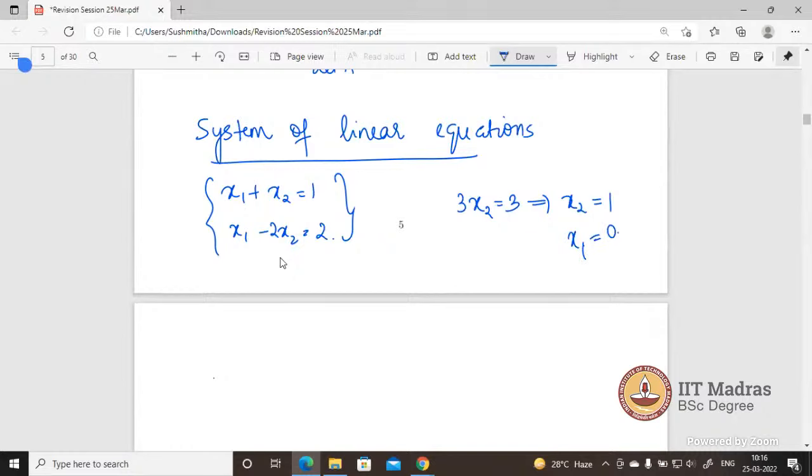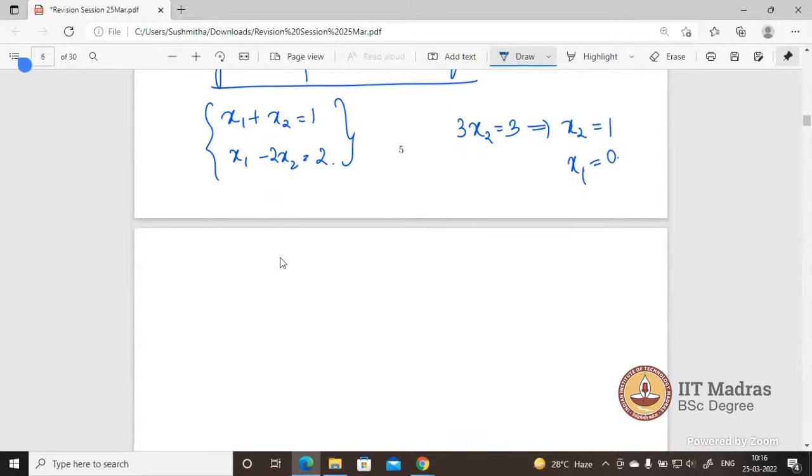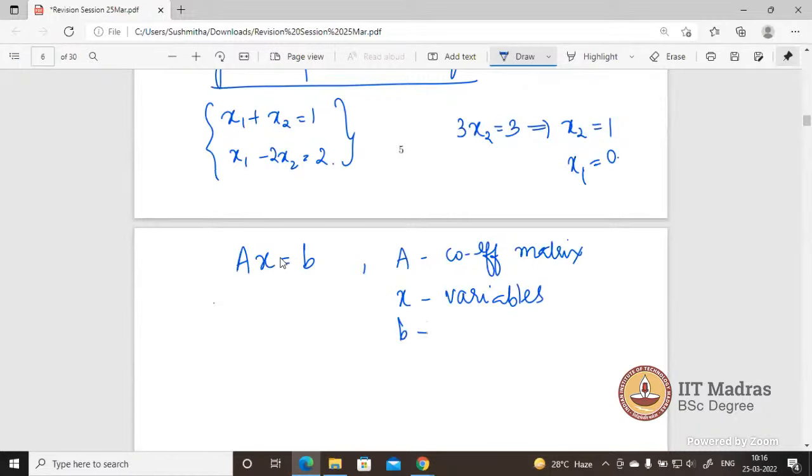But then we can convert this when we have a bigger system. Now that we know about matrices, we can convert this into matrix form. So you can convert the system of linear equations into a matrix form like this: Ax is equal to b, where A is the coefficient matrix, x is the vector of variables, and b is the right hand vector.